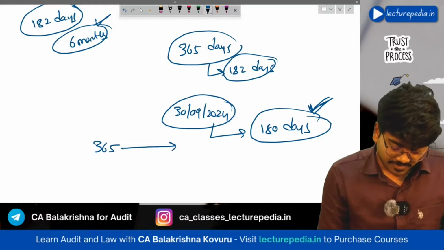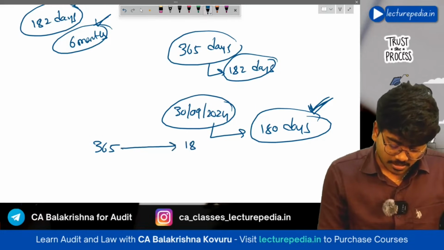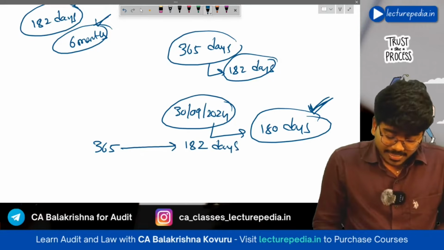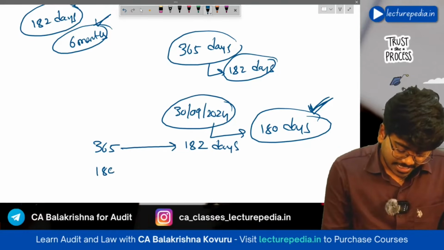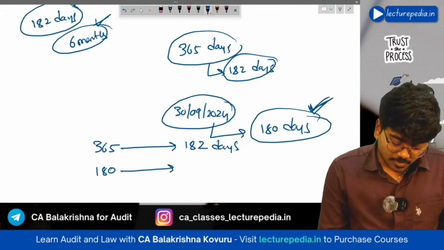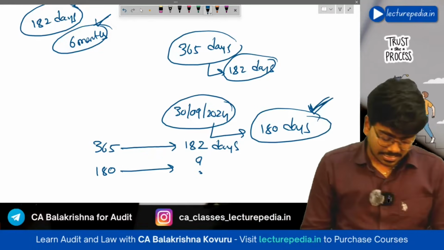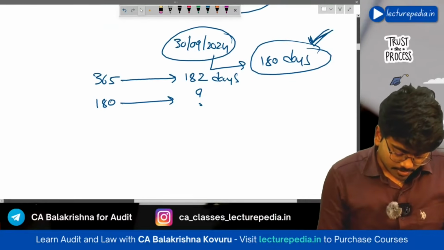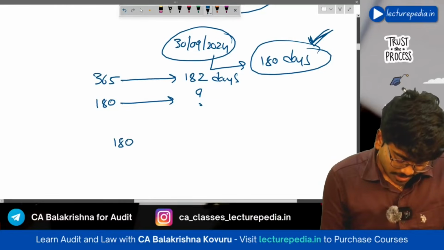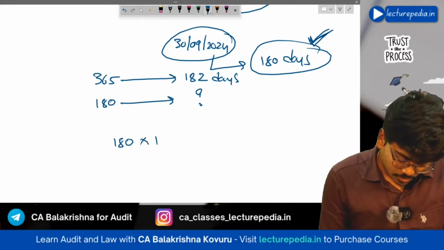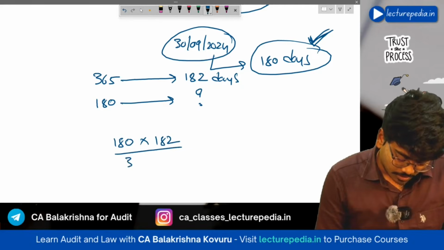Out of 365 days, he has to stay in India for 182 days. This is the basic requirement, but the company itself is in existence for 180 days only. In this situation, for how many days does he have to stay in India to be called a resident director? You need to simply cross multiply 180 into 182 by 365.